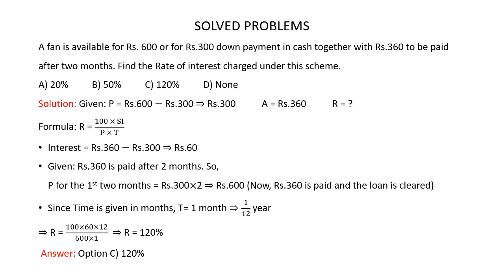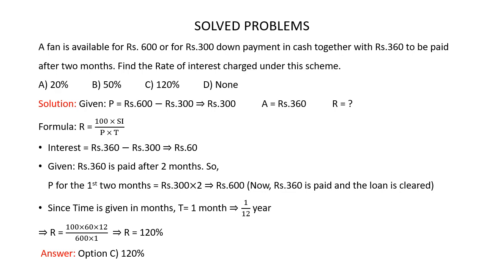Now rate of interest can be found out using the formula R is equal to 100 multiplied by SI divided by PT. Now let's look at the simple interest. Now we know that amount is rupees 360, principal is rupees 300. So interest is equal to rupees 360 minus rupees 300, which is rupees 60. So the simple interest is rupees 60.